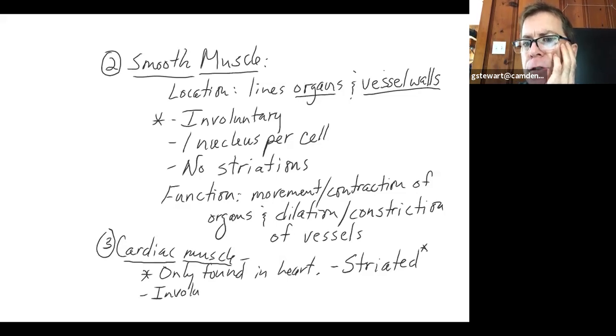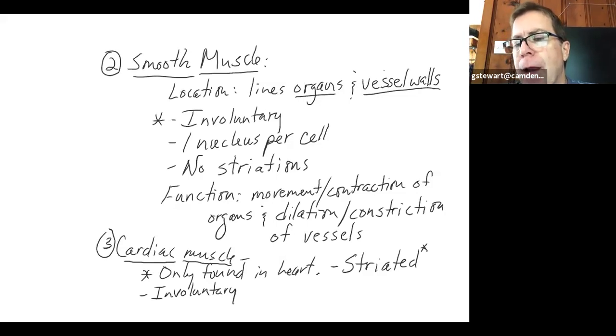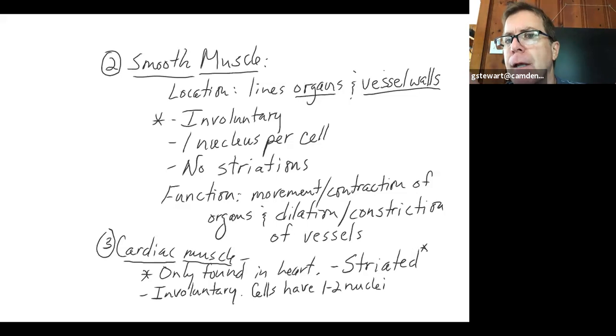We don't have conscious control over the contractions. While I'm sitting here talking to you, I can't just say, oh, I want to speed up my heart rate, and it does that, or slow it down. So involuntarily controlled, the cells typically have 1 to 2 nuclei per cell. So not as many nuclei per cell as skeletal muscle, but typically 1 to 2, which would be more than smooth muscle.